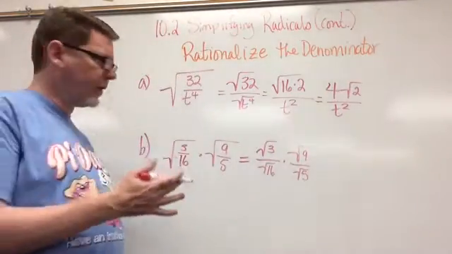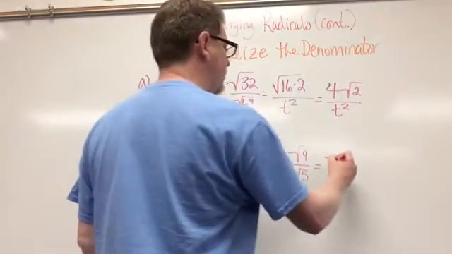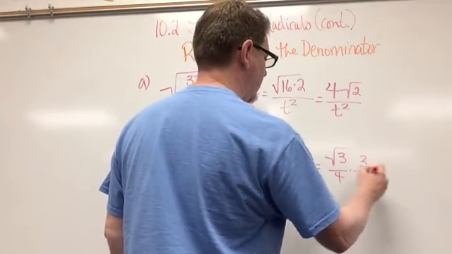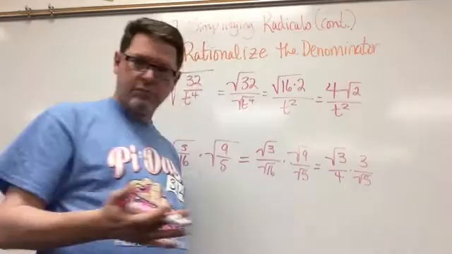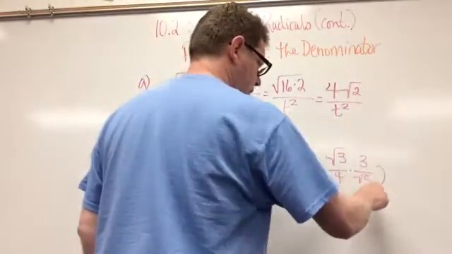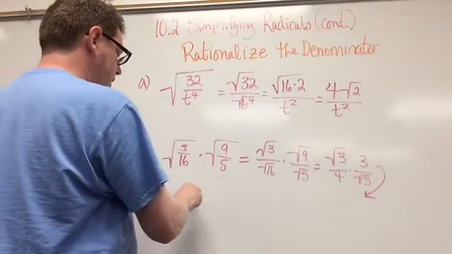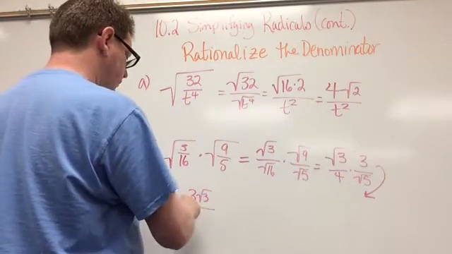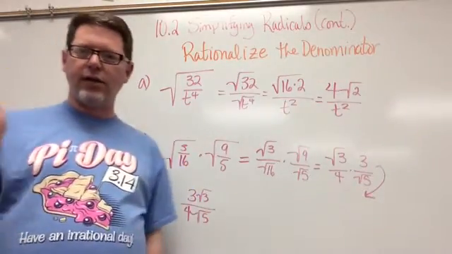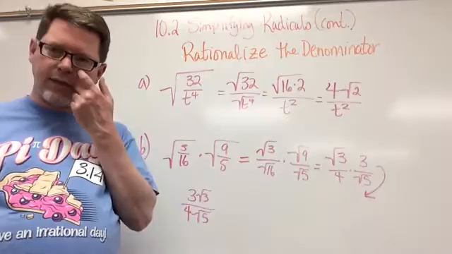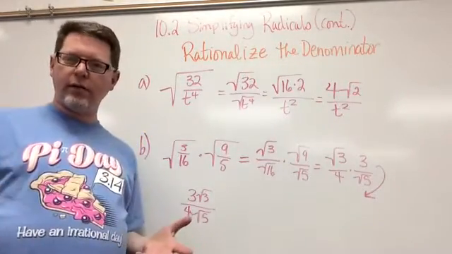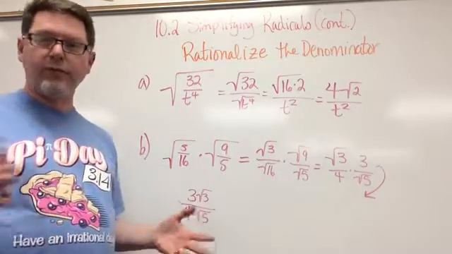Okay? Now let's do what we can. So that's going to be the square root of 3 over 4 times 3 over the square root of 5. We good? Now let's multiply those. I'm going to swing around, and I'm going to come down here. So I've got 3 times the square root of 3 over 4 times the square root of 5. Ding, ding, ding, ding, ding. I've got a radical in the denominator. I can't deal with it, so I have to multiply by 1. Well, what's my 1 going to be? Square root of 5 over square root of 5.